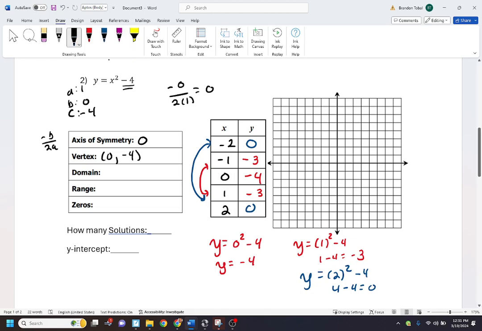Okay. So we have our points. Let's graph. Negative 2 comma 0. That's going to be 2 to the left, 0 up and down. Negative 1 comma 3.